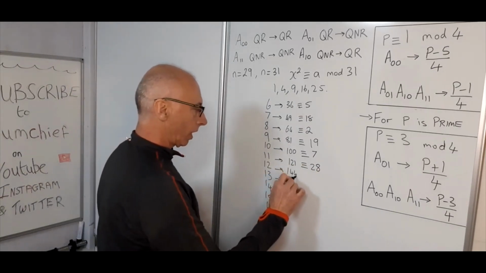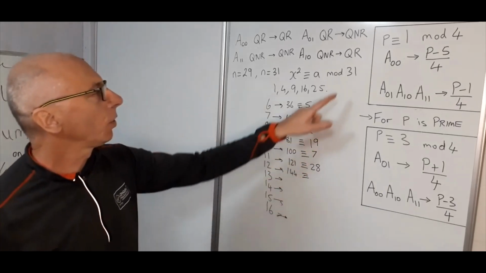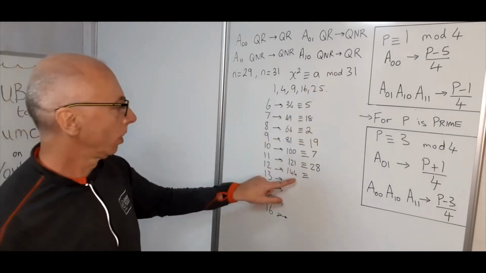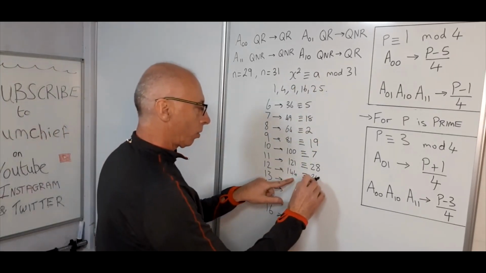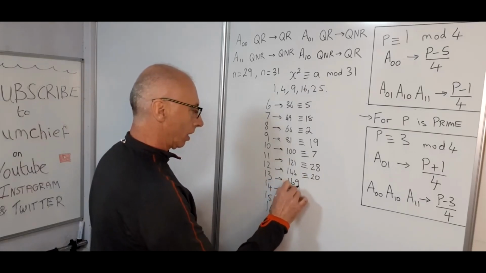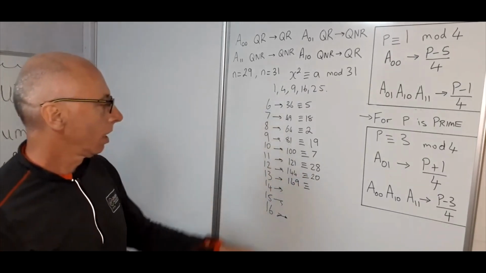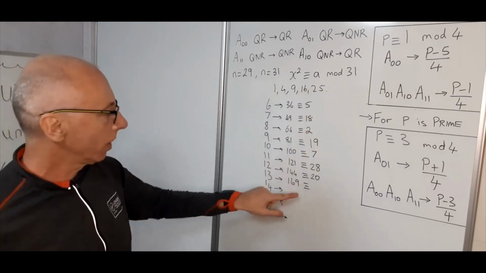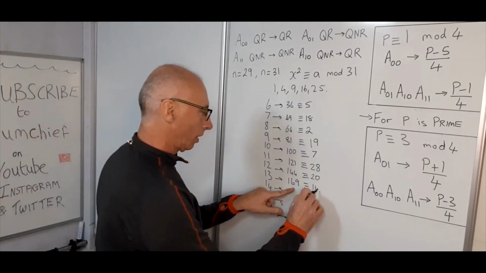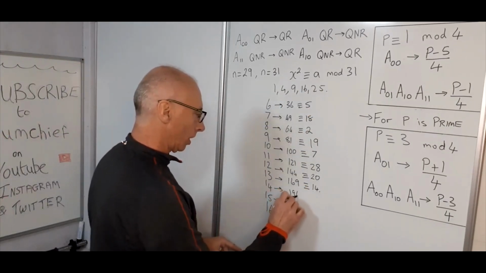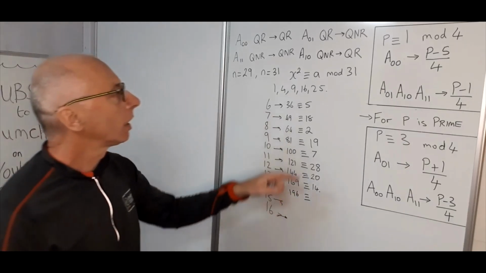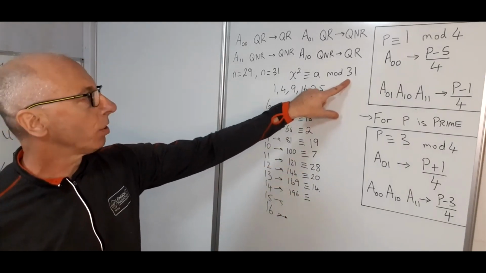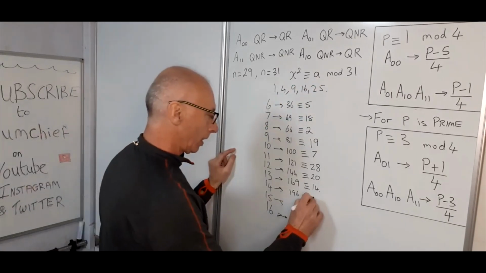144 for 12 squared. 4 31s, 124, so that's going to yield 20. 13 squared is 169. 5 31s, 155, so it's going to yield 14. 14 squared is 196. 6 31s are 186, so it's going to yield a 10.